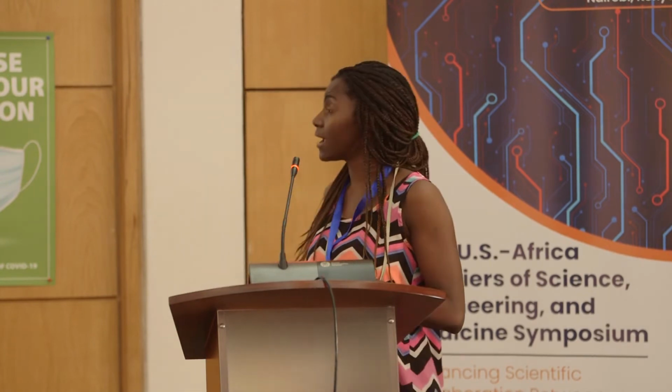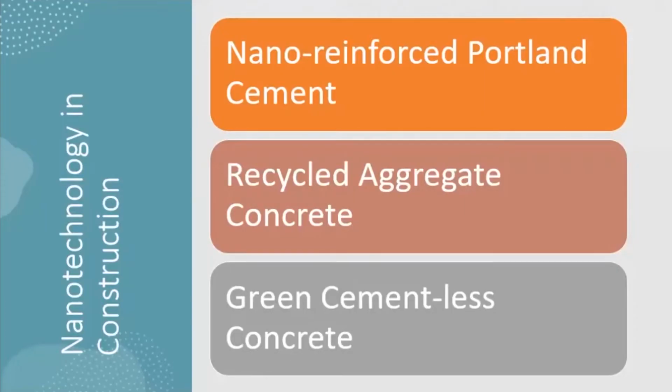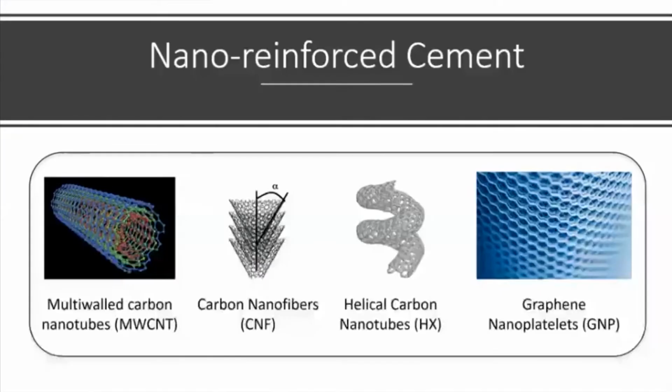And I'm going to highlight 3 of them and then move on to what I see for the future. So I'm going to talk about nano-reinforced Portland cement, then recycled aggregate concrete. With the first 2 examples, we're still a little bit conservative, trying to think about how we can retrofit cement or recycle it to make it cleaner, greener, more environmentally friendly. And then the third one is to say, well, the problem is cement, so we have to erase it and really find an alternative.